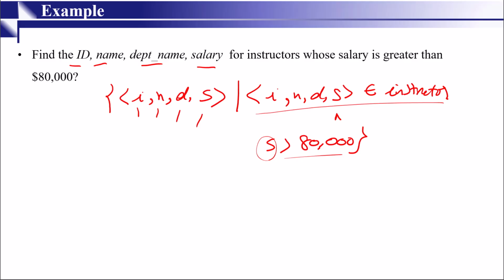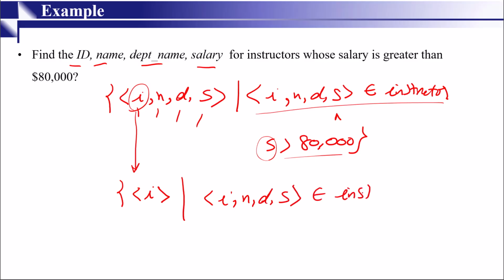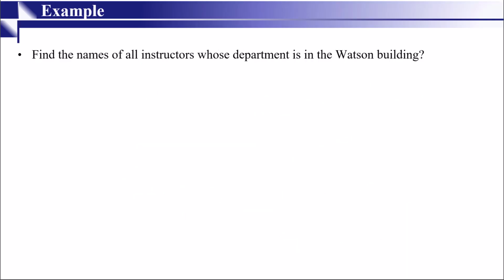If you want only the ID as the output, you write just ID here. So we write {<I> | there exists n, d, S such that <I, n, d, S> in instructor and S greater than 80,000}. Find the names of all instructors whose department is in Watson building.